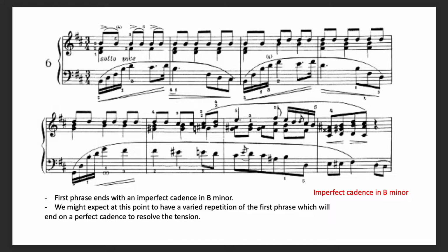Because we end on an imperfect cadence in B minor, we might expect that we're at the beginning of a balanced phrase. We've just heard the first half of a balanced phrase, and it's landed on this imperfect cadence, so we might now expect to hear a varied repetition of this, which will then end on a perfect cadence to resolve the tension. I'll just play this first phrase again so you've got an idea of what it sounds like.